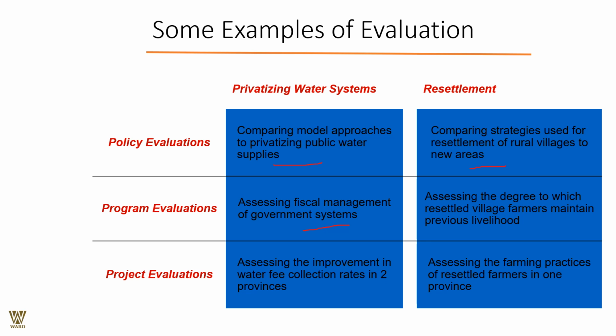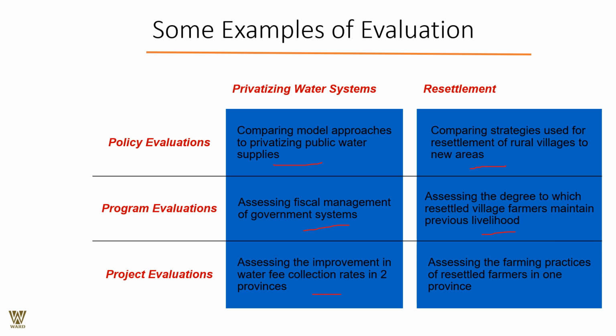Will it only be utilized to harvest more water? Let's say rainwater, perhaps filtering of water makes the water much more potable. Assessing resettlement, it would be assessing the degree to which resettled village farmers maintain a similar kind of lifestyle, the previous livelihood that they want to go around it. Project evaluation: in the project phase, we are assessing the improvement of water fee collection rate in two provinces. It's a pilot study that we are trying to do in the project phase.